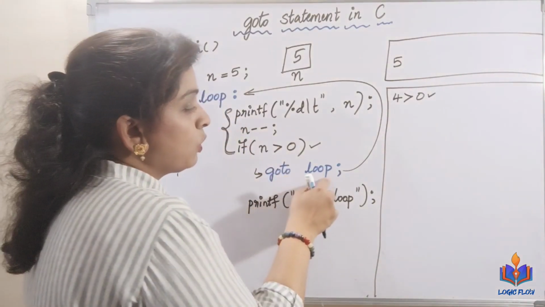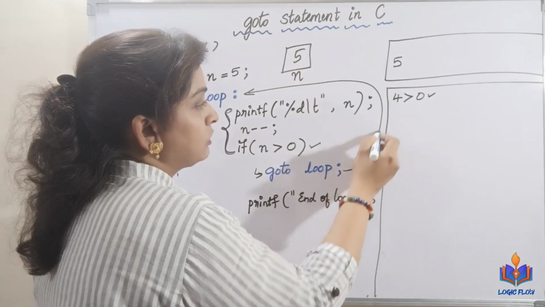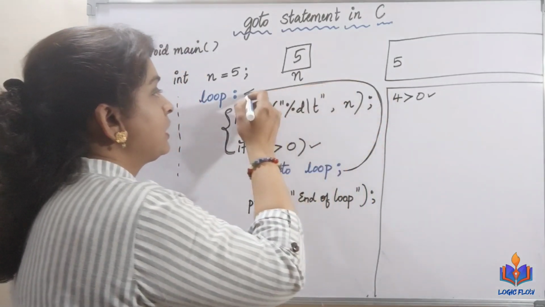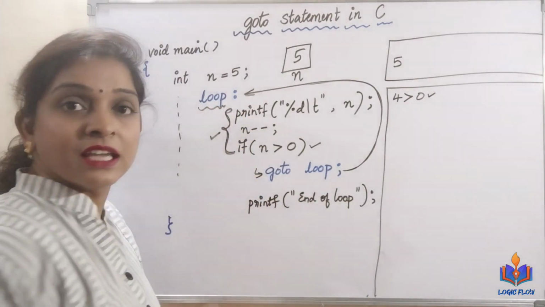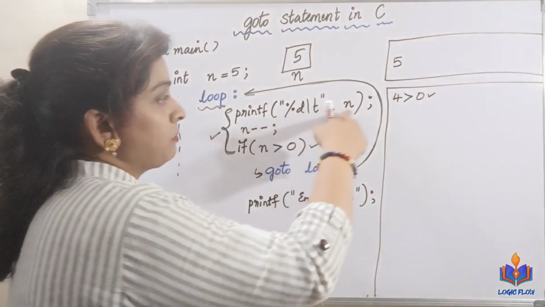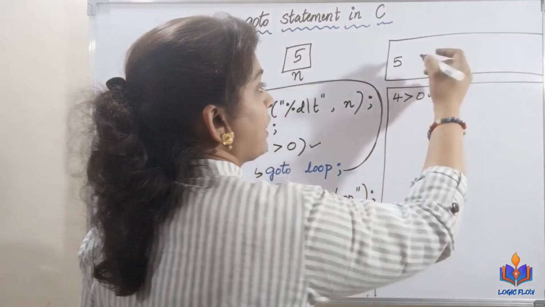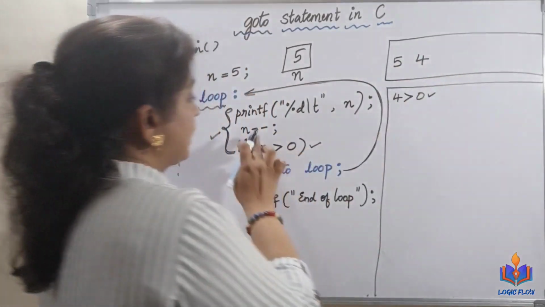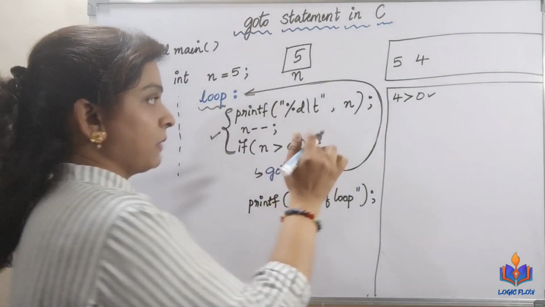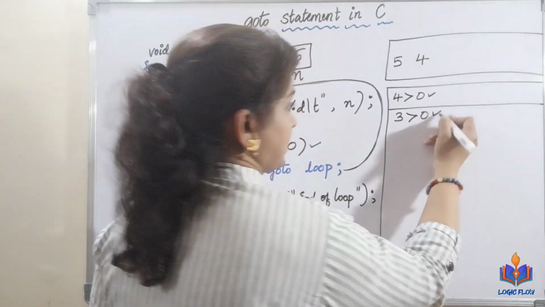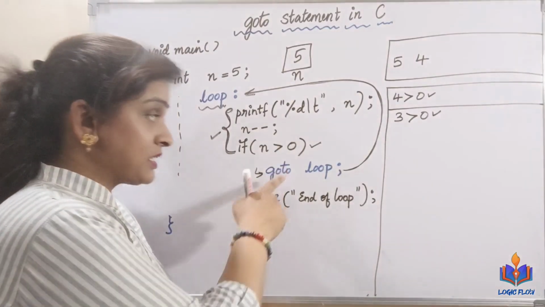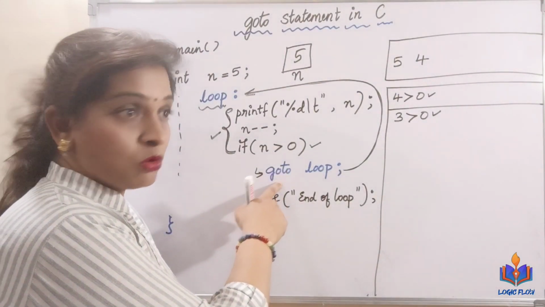The label associated statements are the statements which have to be executed for this label. So go to loop means the control will come to this point, and the loop associated statements get executed. So once again, print the value of n. What is the value of n? It is 4. Now decrease the value of n. It is 3. The next iteration, 3 greater than 0. Yes, again the condition is true.